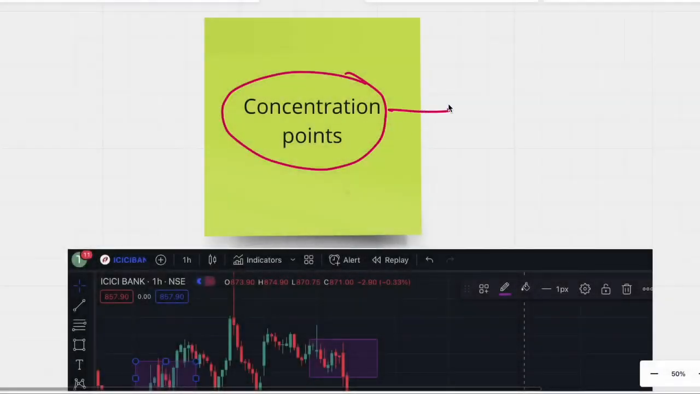One of my favorite topics that I often discuss with my students. So what is a concentration point now?